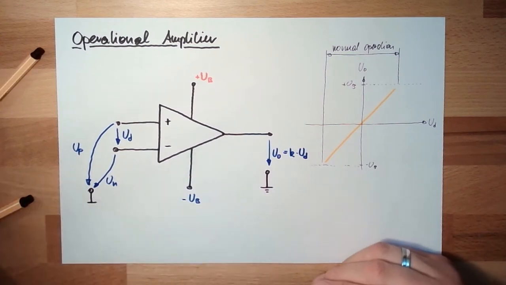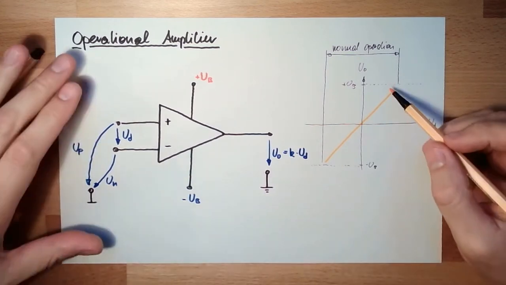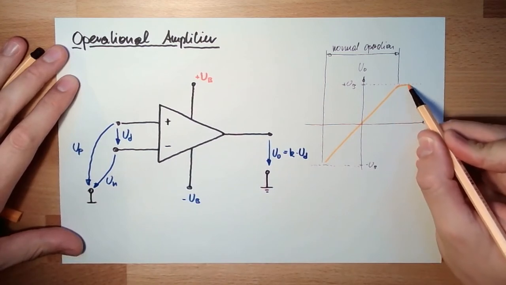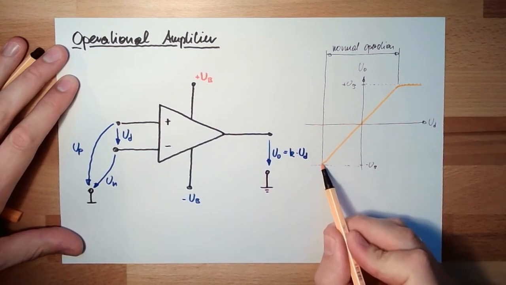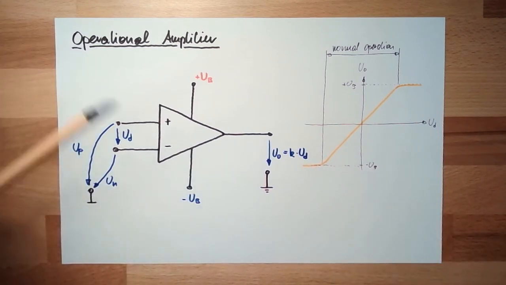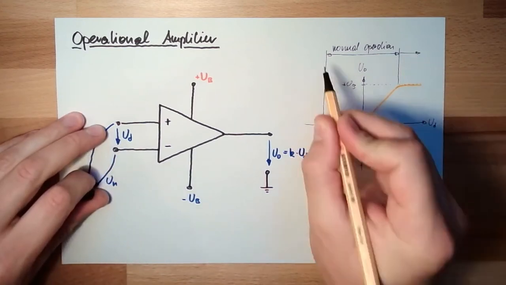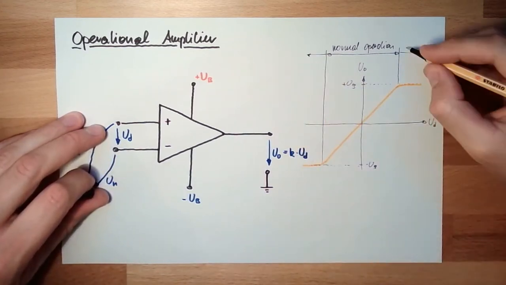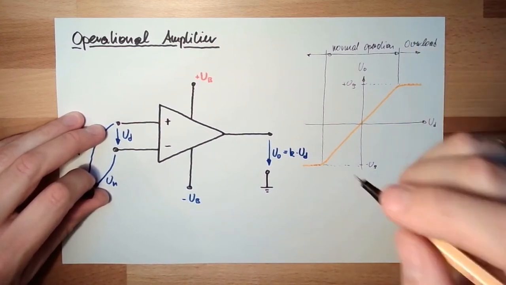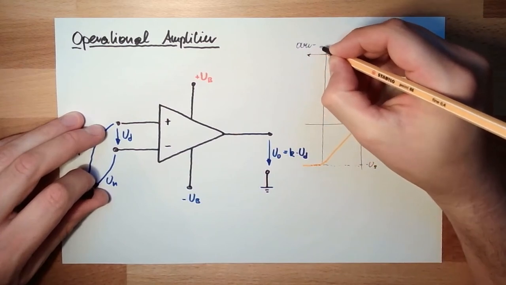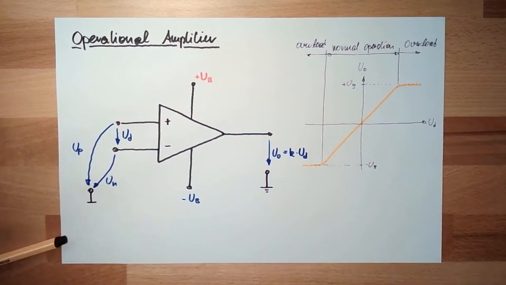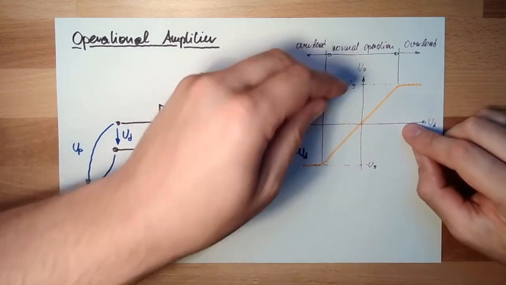Here we cannot get beyond UB. So here we are clipping. Here we are in overload. This here and this here is overload, übersteuert, the overload area. In reality, we are going to stay a little bit below UB.